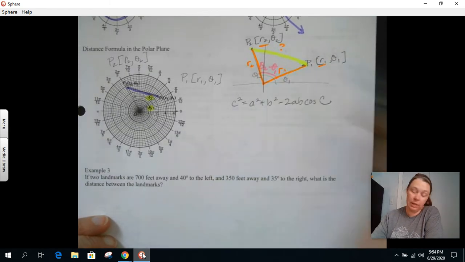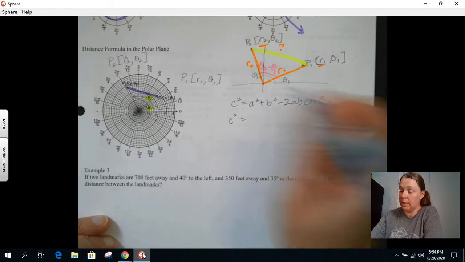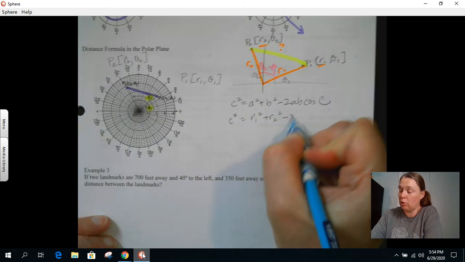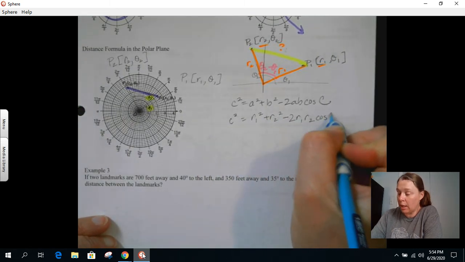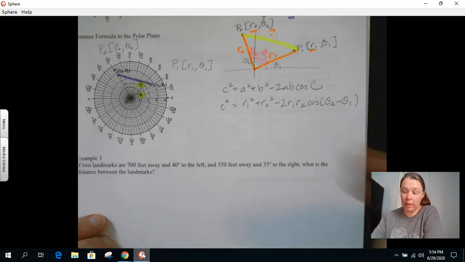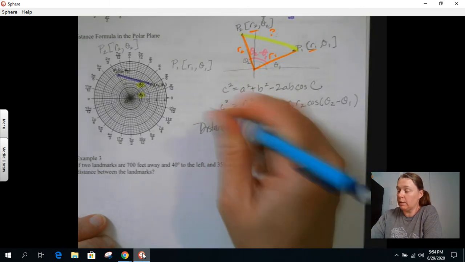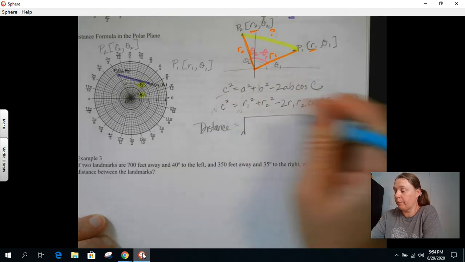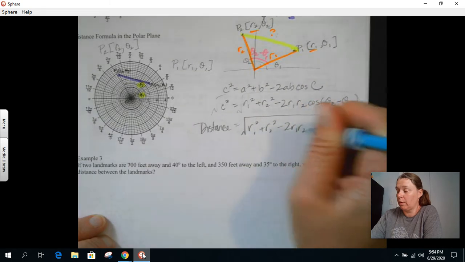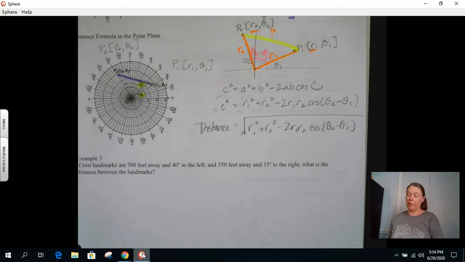So the side I'm trying to find is my C. Remember the side and then the angle across. So my angle is theta 2 minus theta 1. So this is r sub 1 squared plus r sub 2 squared minus 2 r1 r2 cosine of theta 2 minus theta 1. Now, when we're trying to get a distance formula, we try to get the variable by itself. So my distance is the square root of that. No simplifying we can do. Okay, so that's our distance formula.